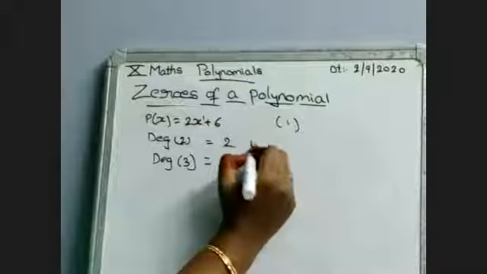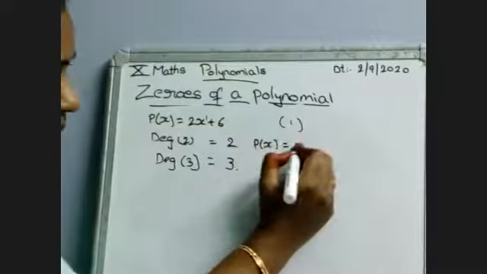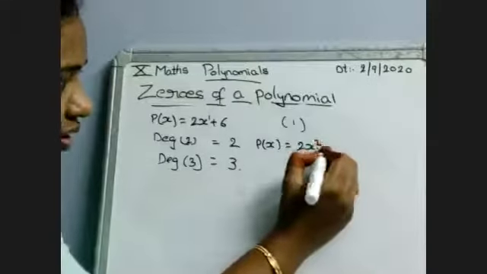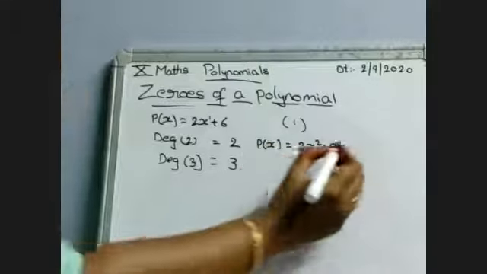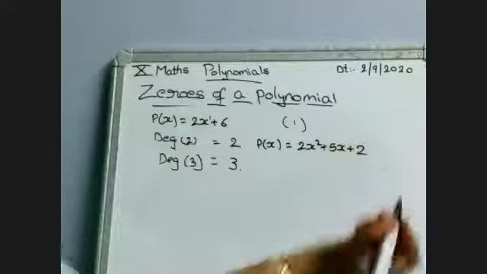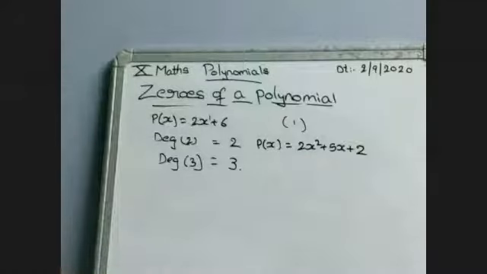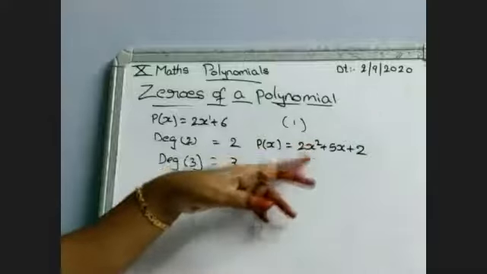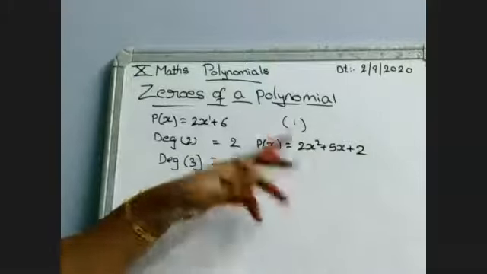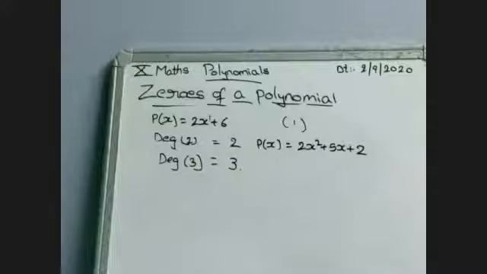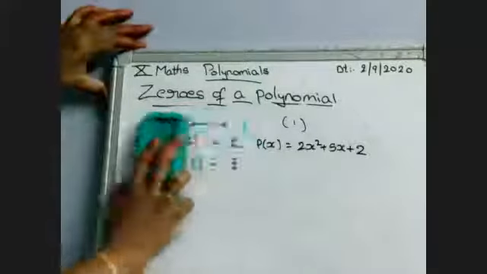Suppose you take p of x equal to 2x square plus 5x plus or minus 2, whatever it may be, you can take plus 2 or minus 2. While solving this equation, you will compulsorily get 2 values, means 2 zeros. So it depends upon the degree also. Here the highest power, the degree, is how much? 2 only. Yes or no? So here we will get the values. Like that also we can find the zeros of the polynomial. Suppose it is difficult to find with a graph, it is easy to find with the equation also.